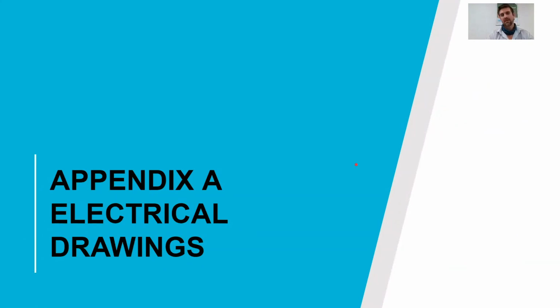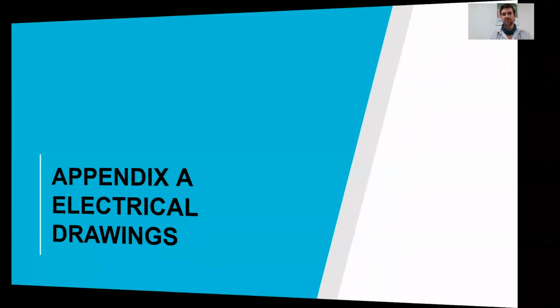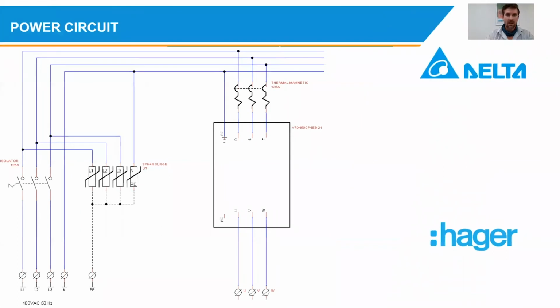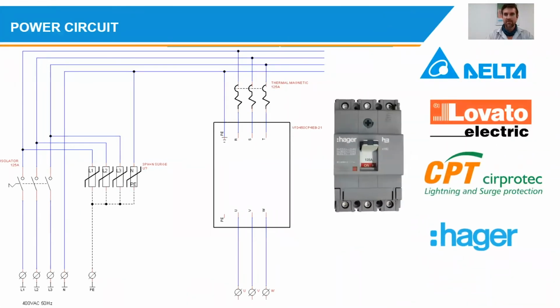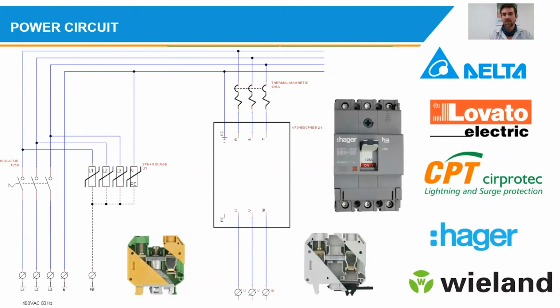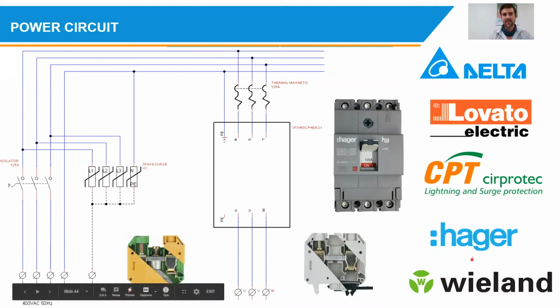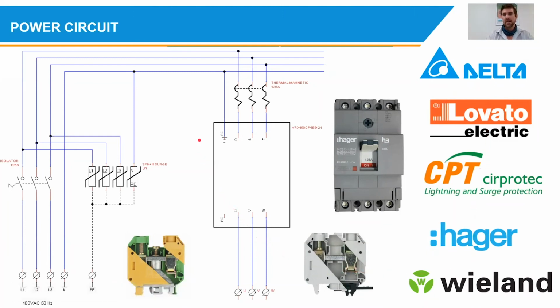All right. So let's have a look at the electrical drawings of the system. So our power circuit is made up of a number of components that we stock at Electromechanica, all very reputable brands: Delta, Lovato, CPT, Hager, Wieland. So our power circuit, we don't use any inferior items. We only use what we believe in and what we sell.